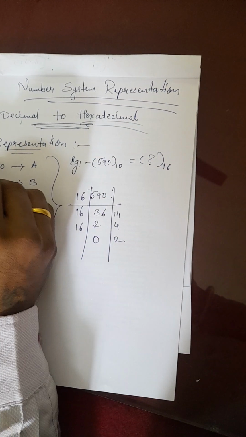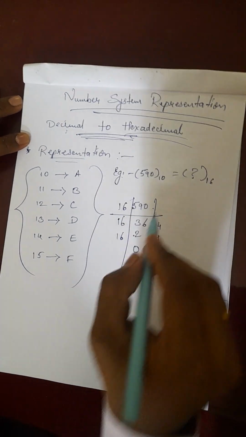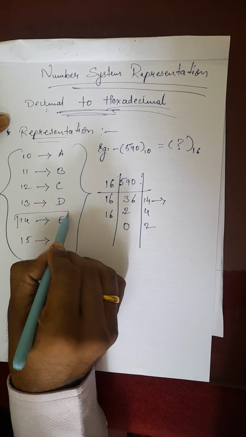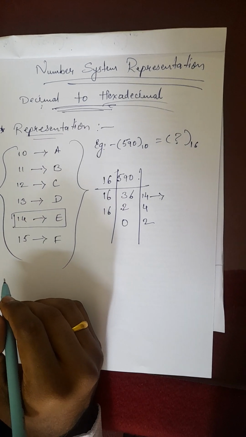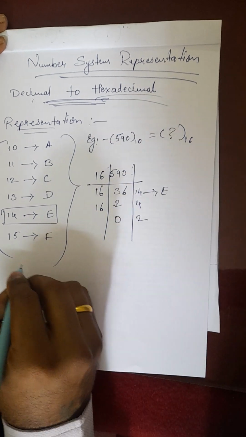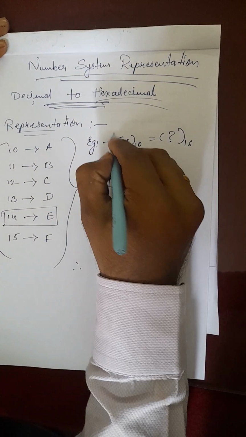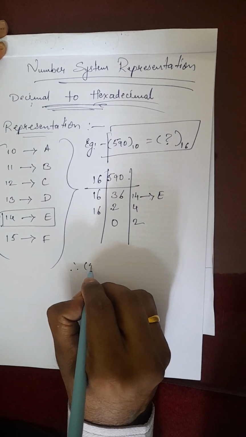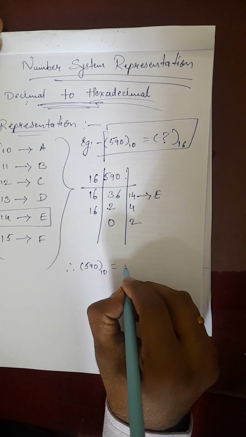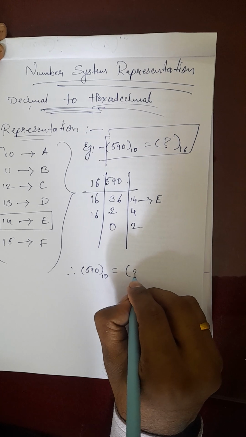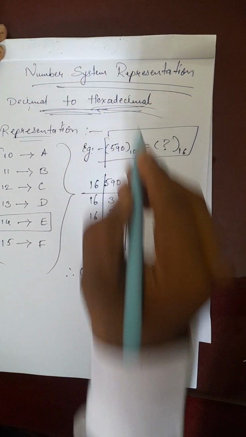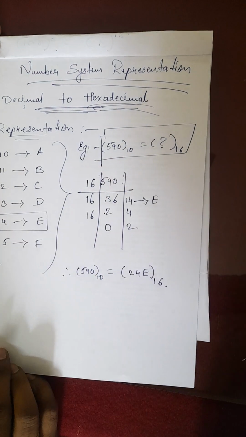Now, as we have seen these representations, how will 14 be represented? 14 is represented as E. So instead of 14 we will write E. Therefore, this conversion means decimal 590 is equal to 24E in hexadecimal, that is base 16.